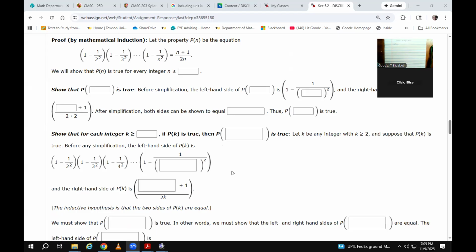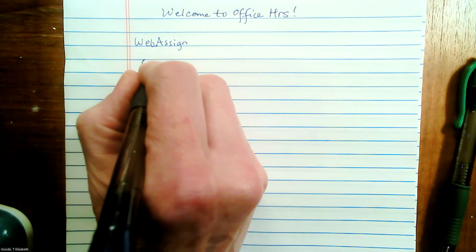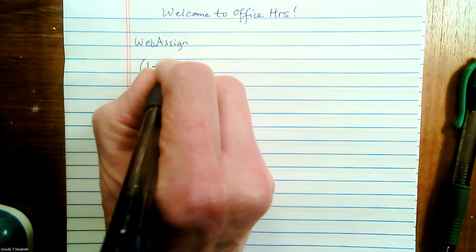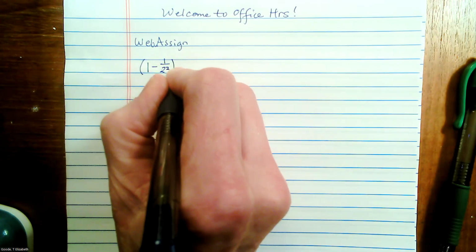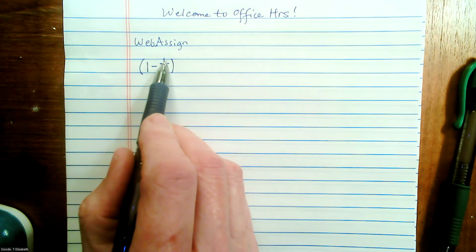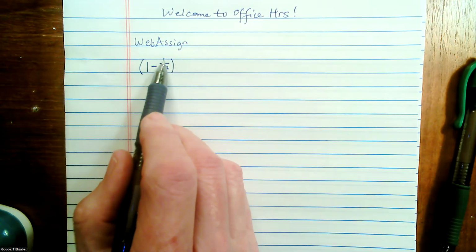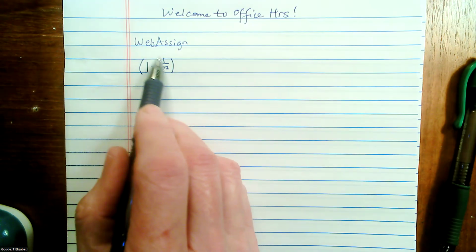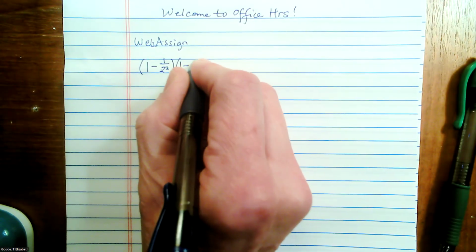All right, let me just stop sharing for a minute so that we can see. So we've got this statement. It's 1 minus, what's the first factor? Is it 1 over 2 squared? Yes. Think about why we can't use the first factor to be 1 minus 1 over 1 squared, because 1 squared would be 1, and that would be 1 minus 1 over 1. That means that factor would just be 0, and the whole product would wind up being 0. Okay.